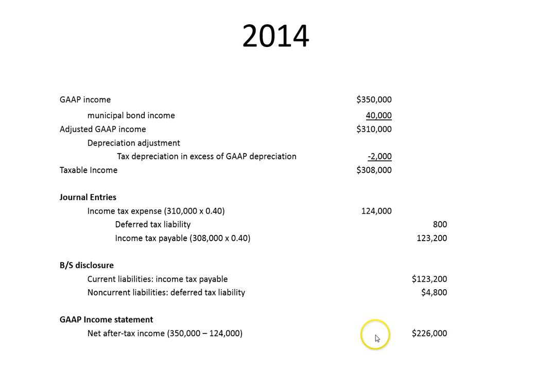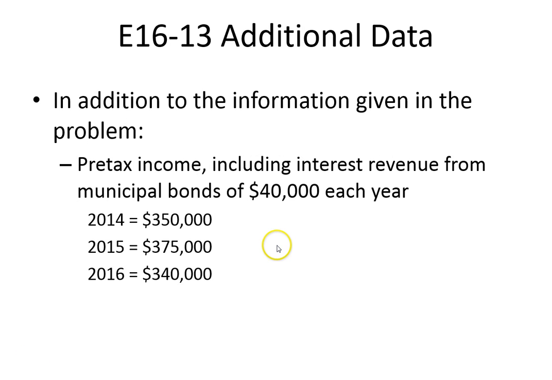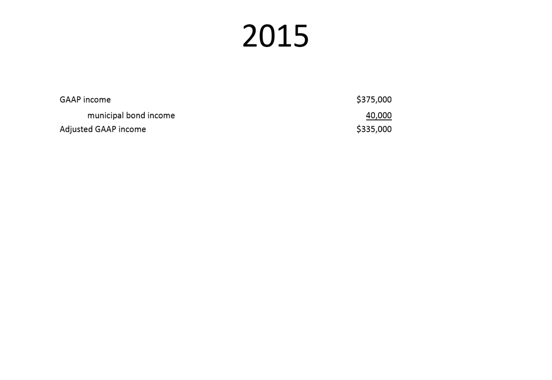Okay, so now let's move on to 2015. In 2015, we are assuming that our starting point, our GAAP income, is $375,000. And once again, we have municipal bond income of $40,000. So I'm going to go ahead and skip to 2015. And there's our $375,000 of GAAP income. We subtract the municipal bond income again of $40,000. There's our adjusted GAAP income.